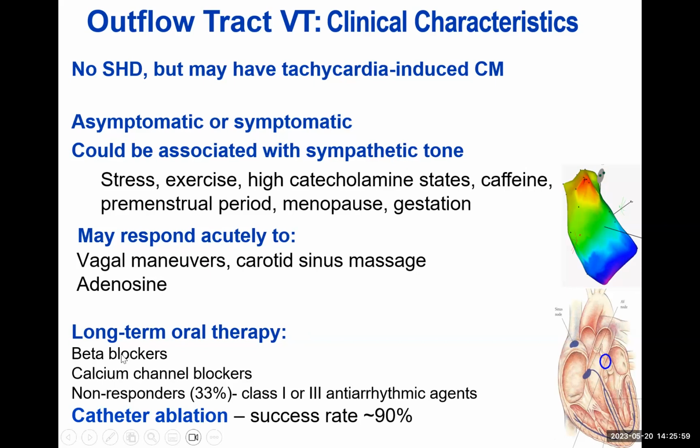Typically, management is beta blockers or calcium channel blockers, and non-responders may need class 1 or class 3 antiarrhythmic medications. Catheter ablation is very successful. Success rate is about 90%.